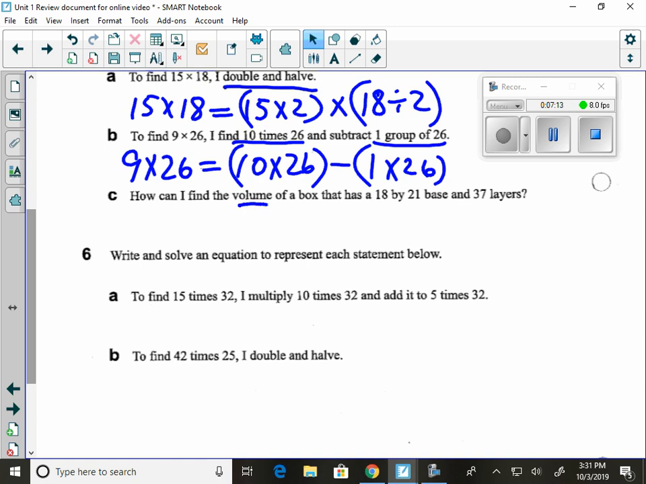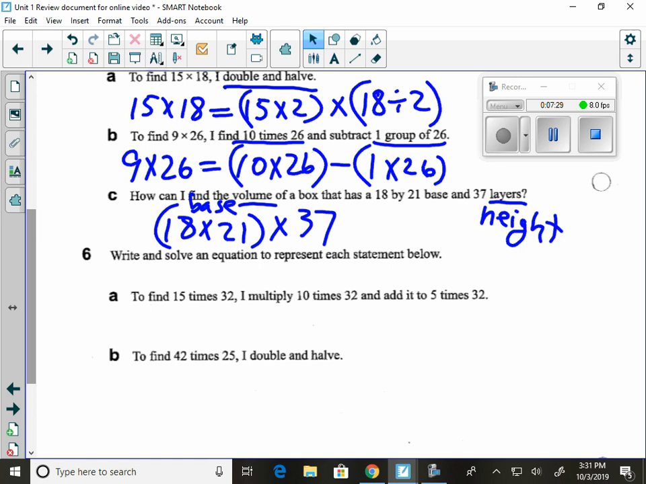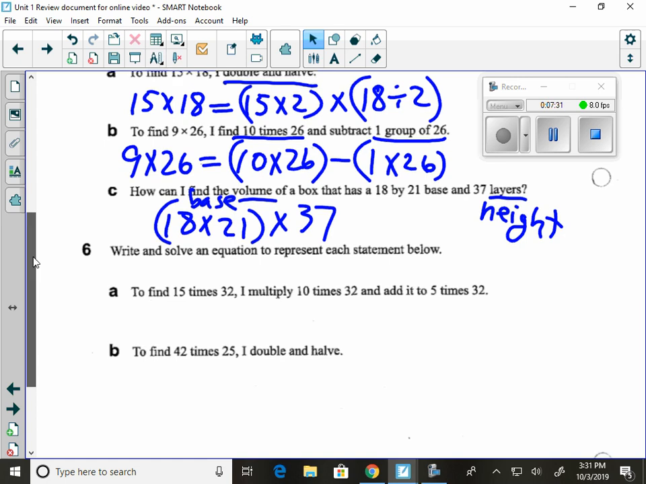Finding the volume of a box, we know it's length times width times height. So we're going to do 18 times 21 for the, that says it's the base, times its layers, which is also, call it height, is 37. No solution needed. They just said write the expression.